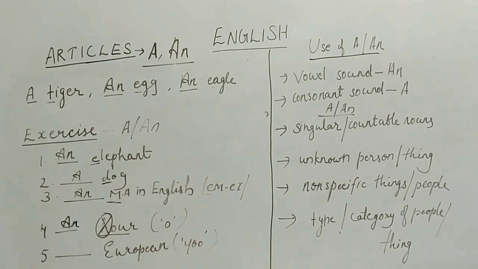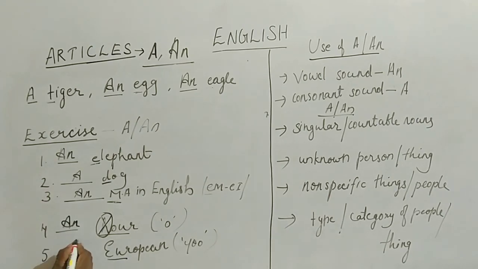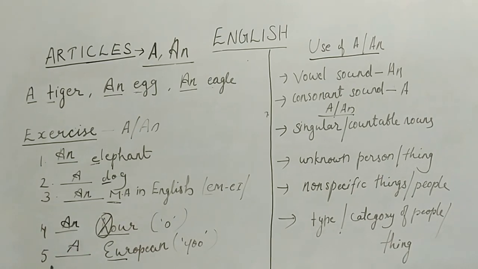And the fifth example, here E. It's a vowel letter, but you have to pronounce it. How is it? European. That sound U is not matching with the letter E. Actually, the sound U is the sound of a consonant letter. So we have to use here a European, not an European.